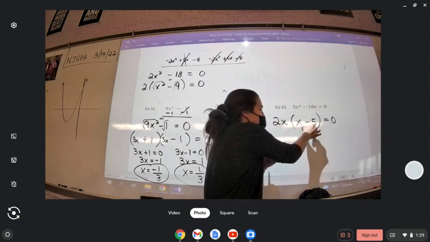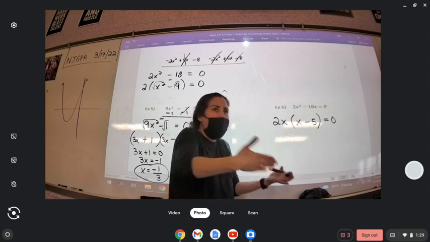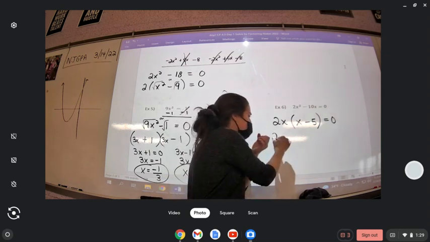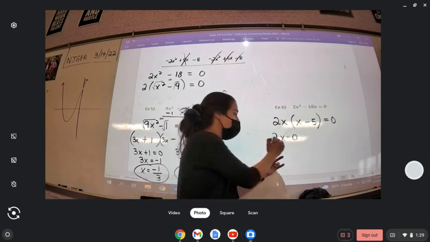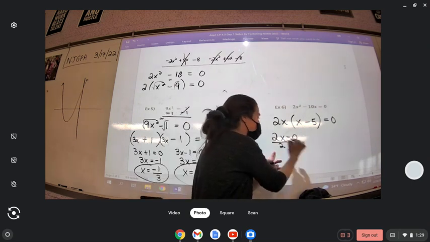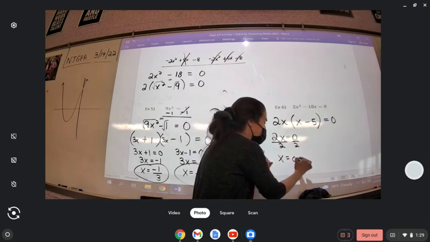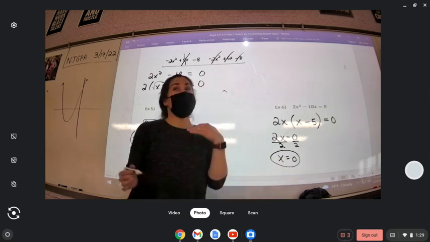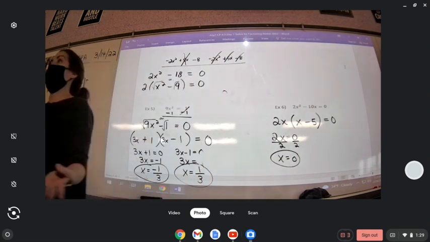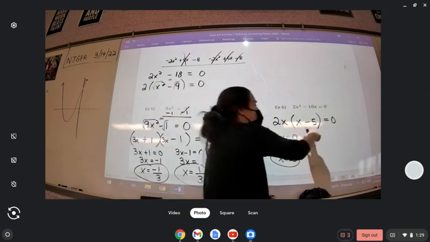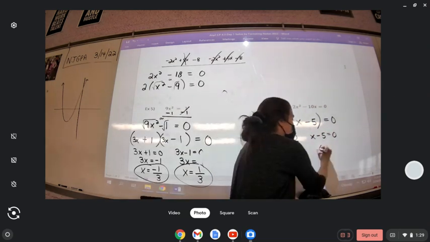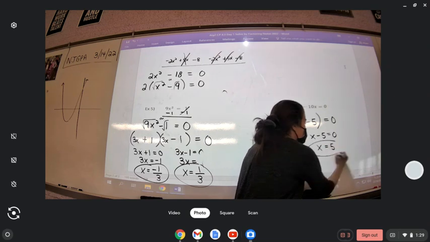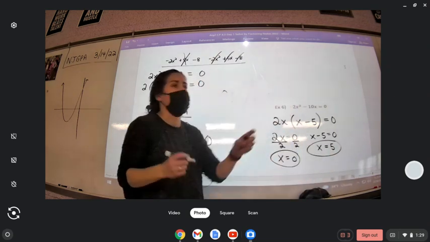If this times this has to equal 0, set your factors equal to 0. So 2x might need to be our 0. What are you going to do to get x by itself? Divide by 2, and x is still going to be 0. Again, if your GCF has an x in it, you're going to get 0 as an answer. And then if I set this factor equal to 0, x has to be who? 5. So 0 and 5 are your two answers to this degree 2.